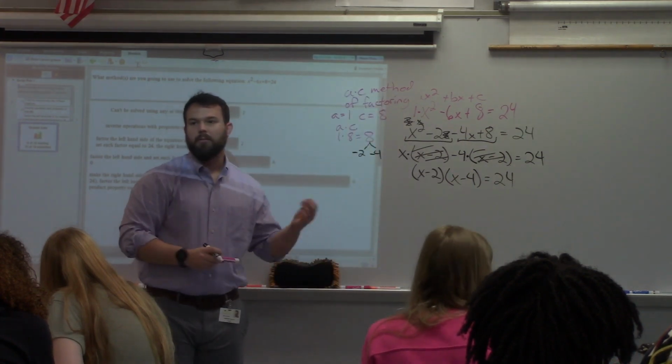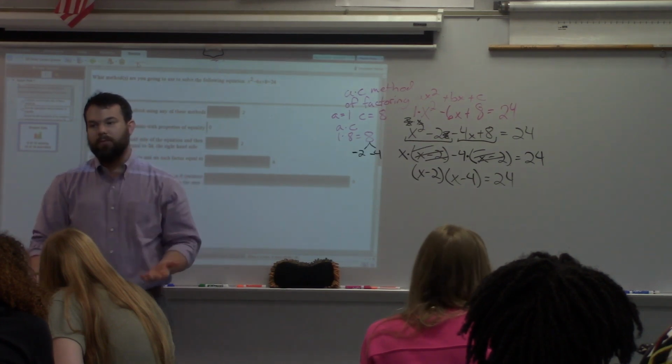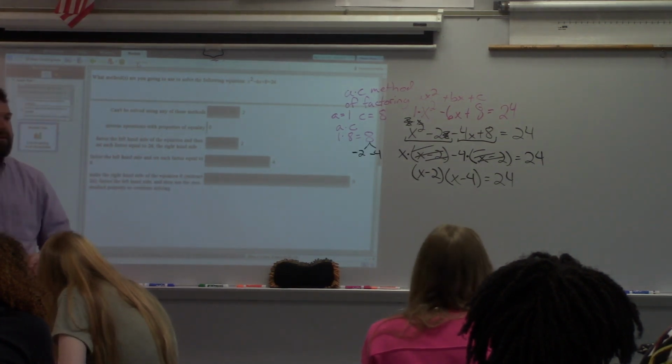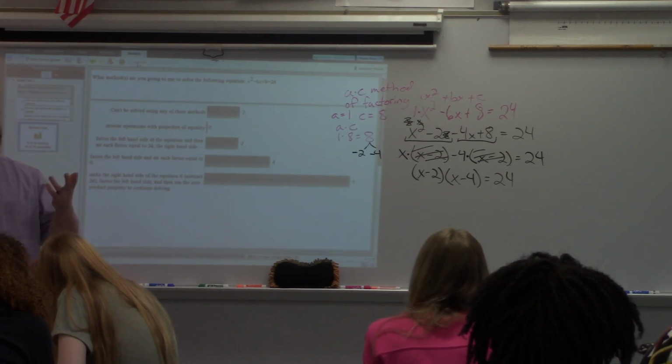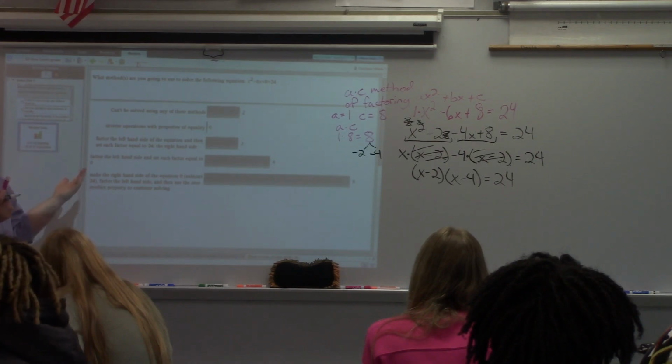But notice what's the problem when I factor this way? It still equals 24, right? So the whole point was I wanted to use what property? I want to use the zero product property. I can't do that right now. So that's why this answer would not work. I can't just factor the left-hand side and then set each factor equal to 24. I can't use the zero product property.